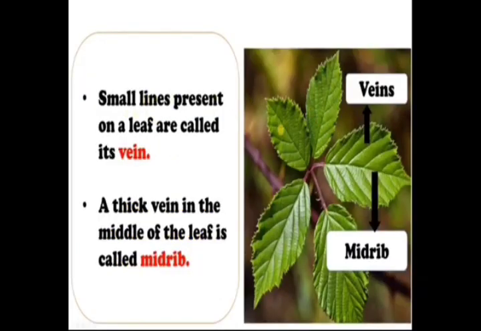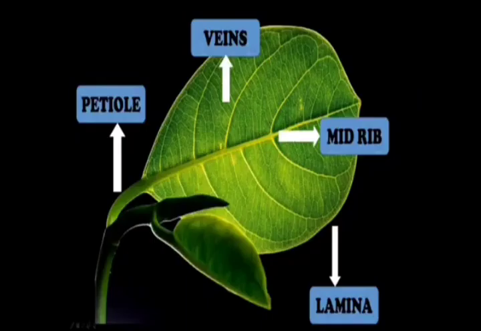The small lines present on the leaf are called veins. Like our body, leaves also have veins. A thick vein in the middle of the leaf is called a midrib. Look at here, this is the midrib, the central portion. The central vein is called midrib. From the midrib you can see different veins.